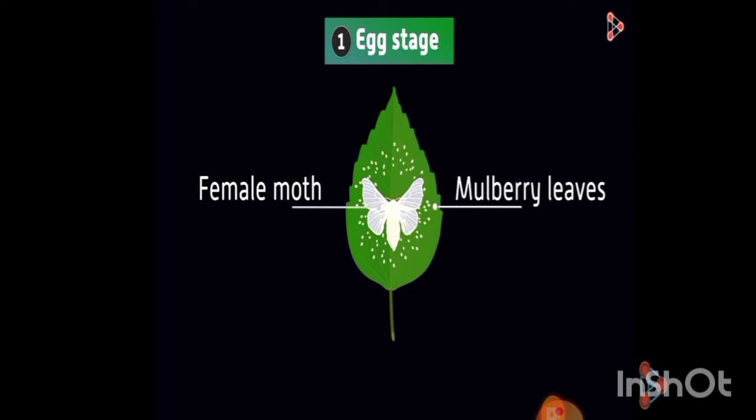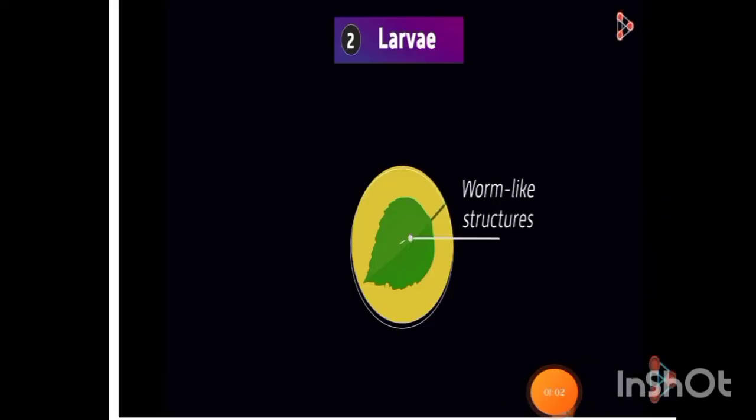The first stage of the life cycle of the silkworm is laying eggs. Basically, the female moth lays eggs on mulberry leaves. Then the second stage is larva. This worm-like structure which you can see in the picture is called larva. The third stage is the resting phase. During this phase, the worm starts making a thread-like structure around its body, which is called a cocoon.